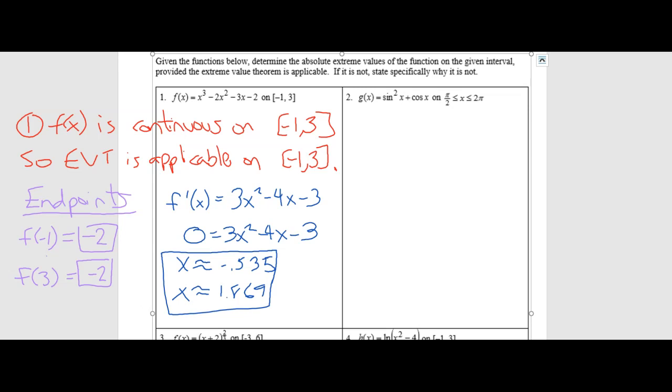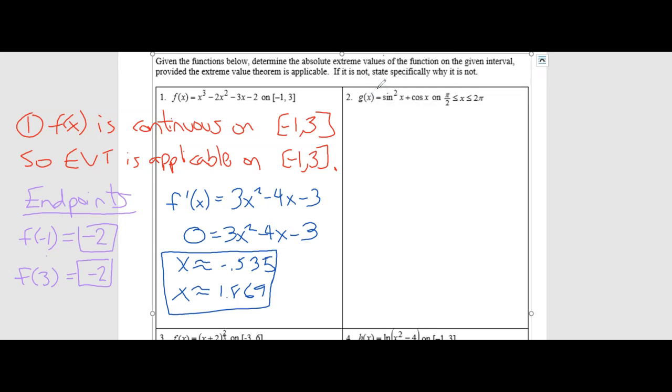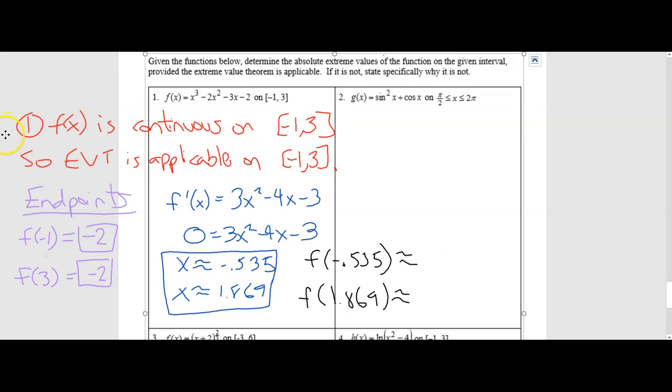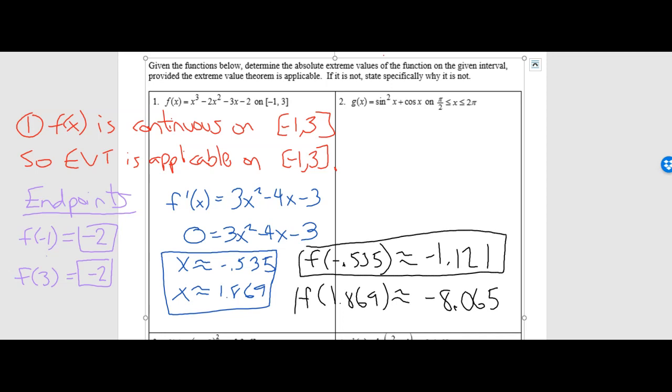I'm looking for absolute extreme of those, so I'm looking for y values. So I now need to substitute those into my original function to figure out what the y values would be. So I'm going to have f of -0.535, and I'll write the other one out here first too. Then I'm going to have f of 1.869. And again, I can go punch those 2 values into my calculator and come back with the answer. I get approximately -1.121 rounded. And for my 1.869 value, I get -8.065, also rounded.